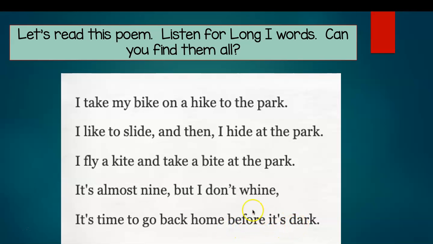Were you reading with me? Were you looking for long I words, words that have that magic E and make the I say I? Read with me one more time. Read with me and look for those long I words.